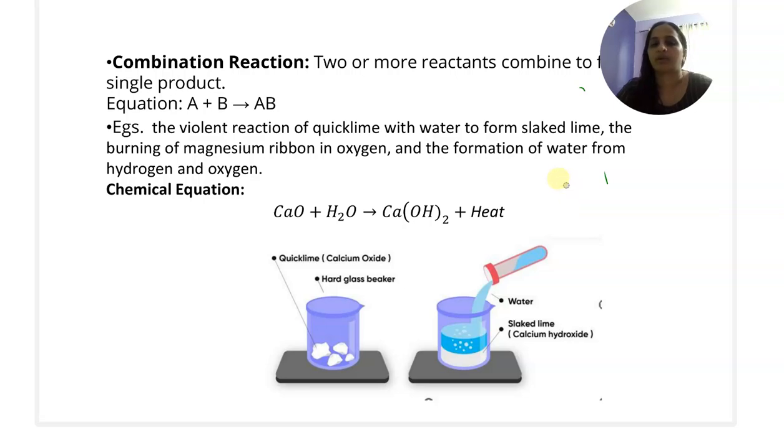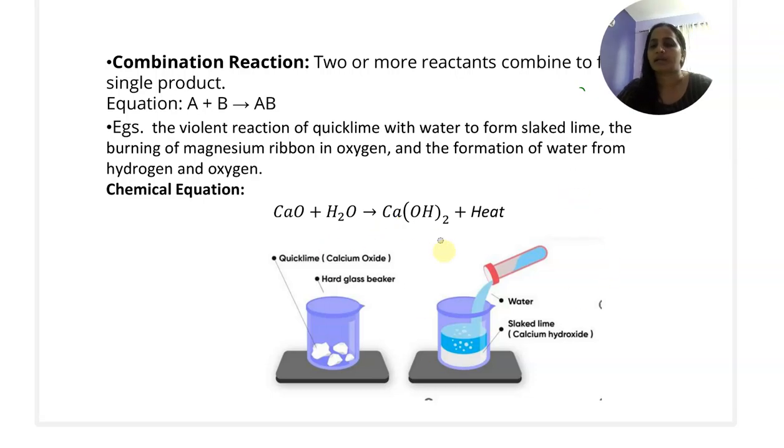For example, if you consider water formation, hydrogen plus oxygen gives water. So this is also an example of a combination reaction. Here hydrogen and oxygen combined together and you are getting a single product. Water is the only product there. That is why we can consider this reaction as a combination reaction.